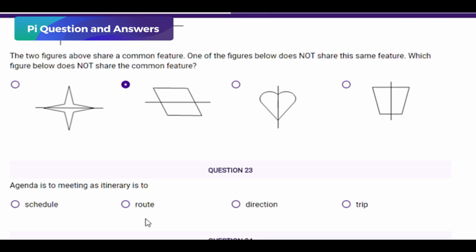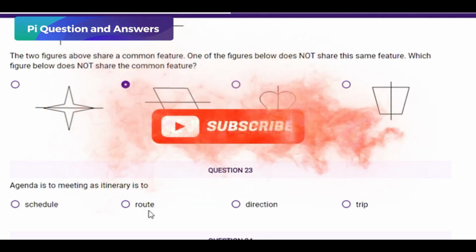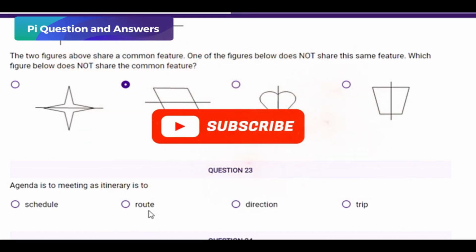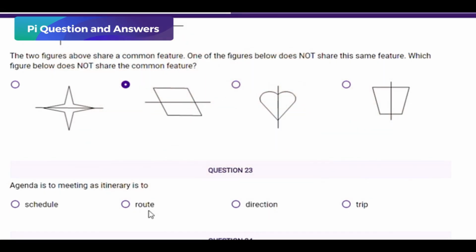Question: agenda is to meeting as itinerary is to. Options are A. Schedule, B. Route, C. Direction, D. Trip. Explanation of the question: this is an analogy question. You must understand the relationship between agenda and meeting. Then find the word that has the same relationship with itinerary.